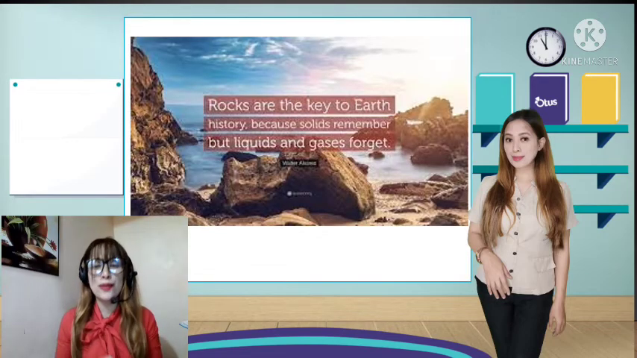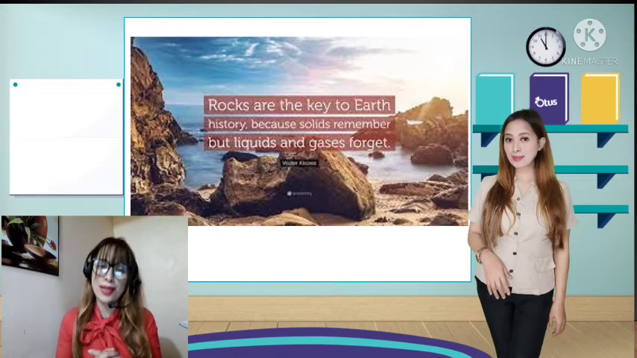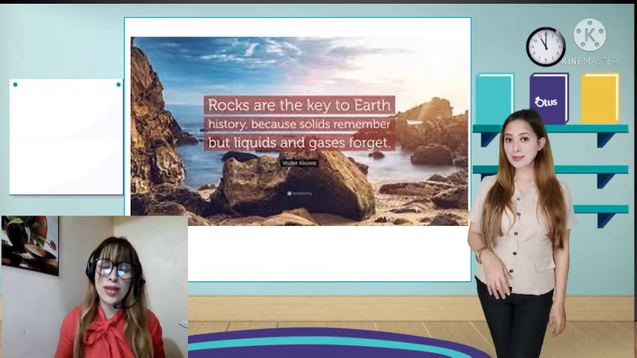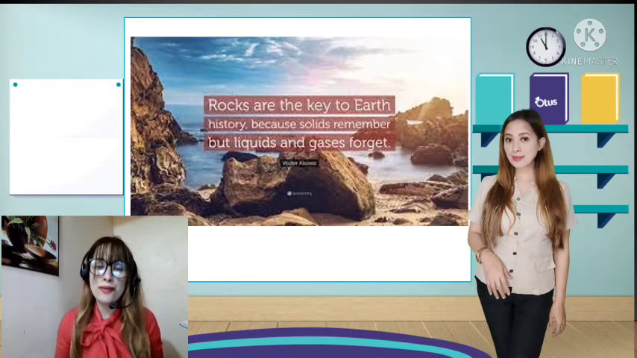It's so amazing to know how rocks become the key to know about our Earth's history. So let us appreciate the value of these rocks in our lives, because it always points us to our past.